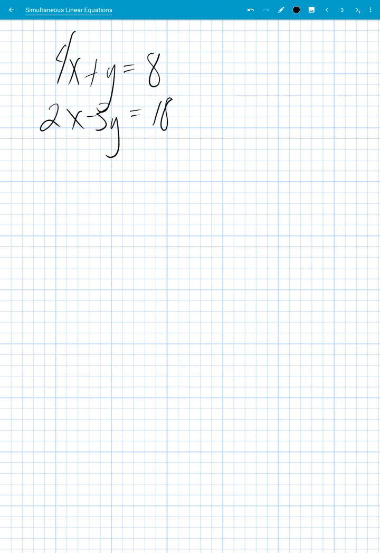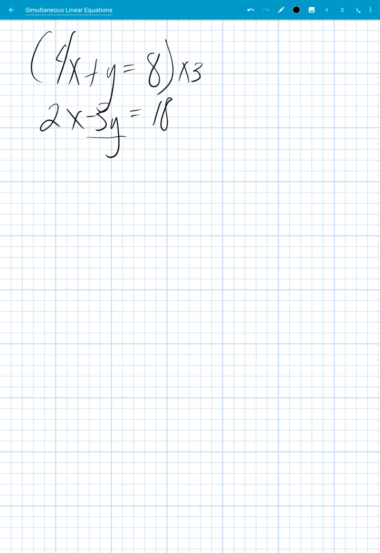I'm going to eliminate the y by multiplying the top equation times 3. So I'm going to take this whole thing and multiply it by 3. Why do I do that? Because here I have positive 1y, and here I notice I have negative 3y. If I multiply this by 3, which doesn't change anything at all, it's still the same line, it's just not in lowest terms anymore. I need to factor out a 3, so I'm going to multiply by 3.